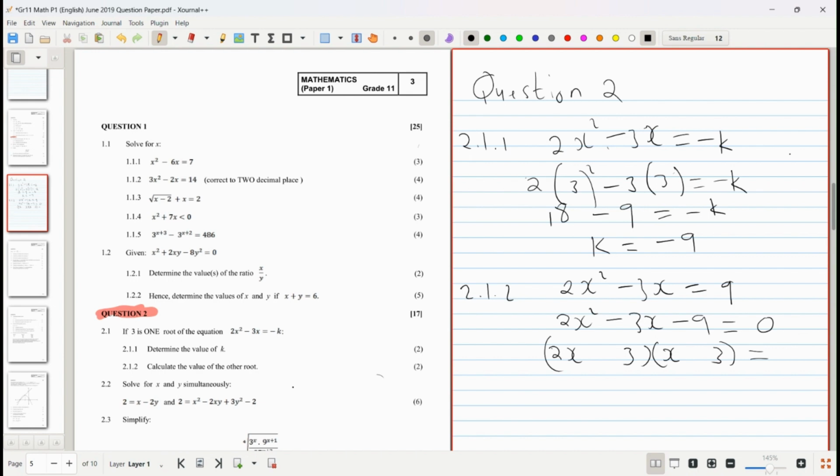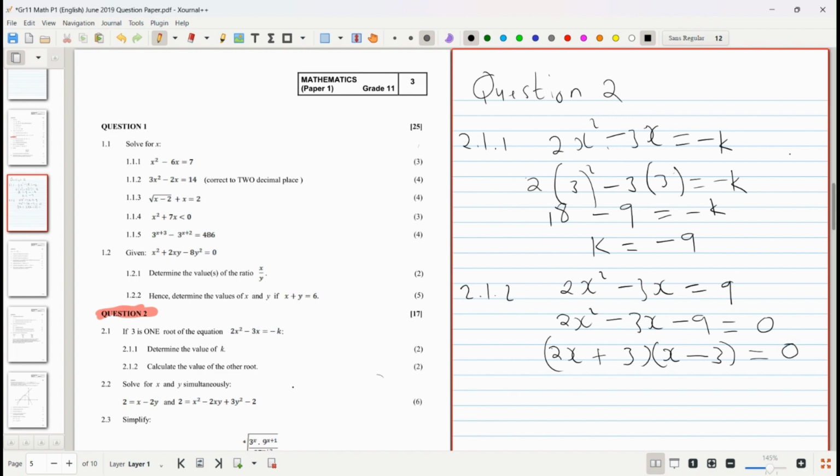We must make sure that when we simplify, we get the same answer as this. So we can put the negative here and the positive here, such that 2x times x is 2x squared, and 2x times negative 3 is negative 6x, and 3 times x gives you positive 3x. When we add negative 6x and plus 3x, you get negative 3x. Then 3 times negative 3 gives negative 9. So these are our correct factors.